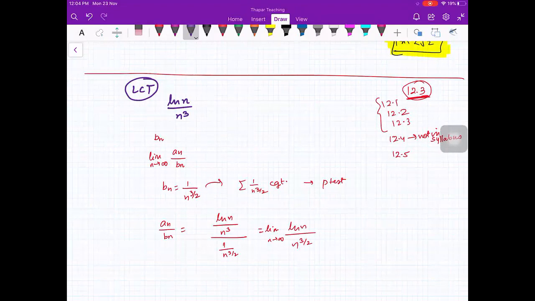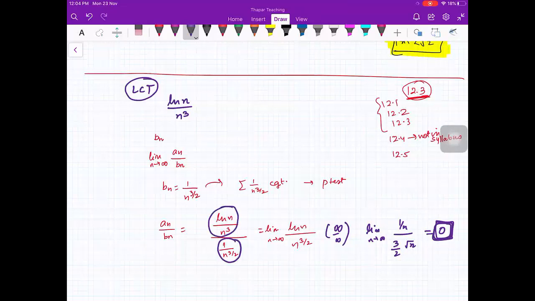This is 0 by 0 form, infinity by infinity form. So you'll just differentiate 1 upon n, 3/2 root n, limit n going to infinity. So this is 0. So whenever you have in LCT 0, then the convergence of the denominator implies convergence of the numerator. Therefore, sigma log n upon n cube is convergent. Is that thing clear, beta?